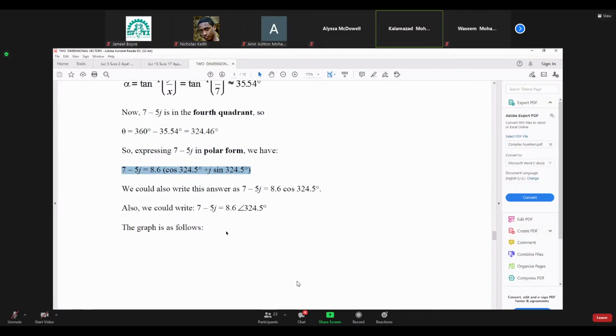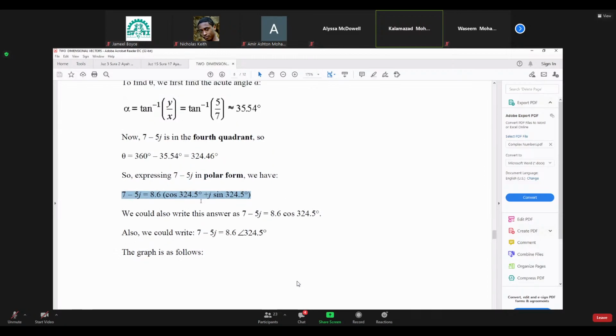the angle is. Now, to go in the reverse direction, if we want to go from 8.6 cos 324.5, etc., to rectangular or Cartesian form, we just work it out on our calculator. So try this. 8.6 multiplied by cos 324.5. See what you're going to get. 7. And 8.6 multiplied by sine 324.5. You should get 5. Let's check it and see.